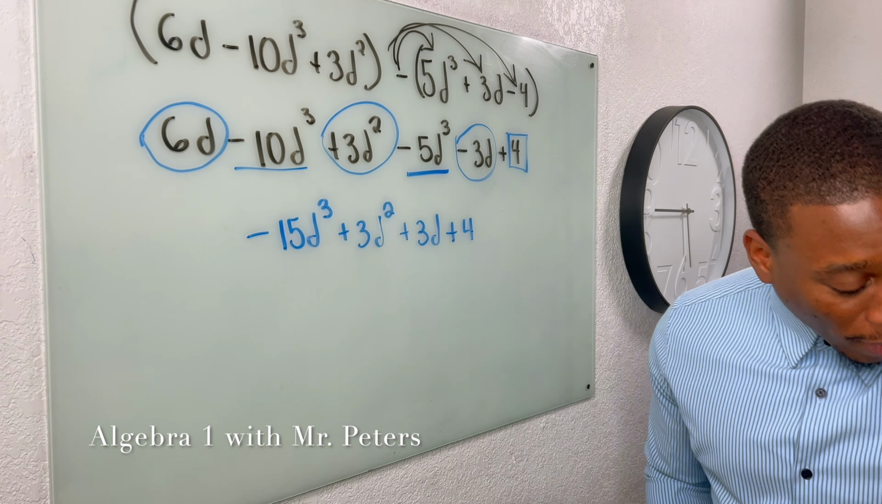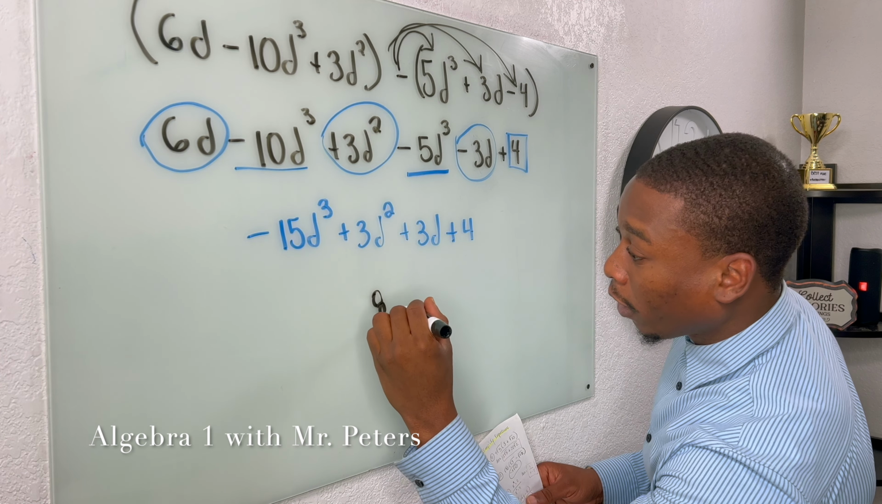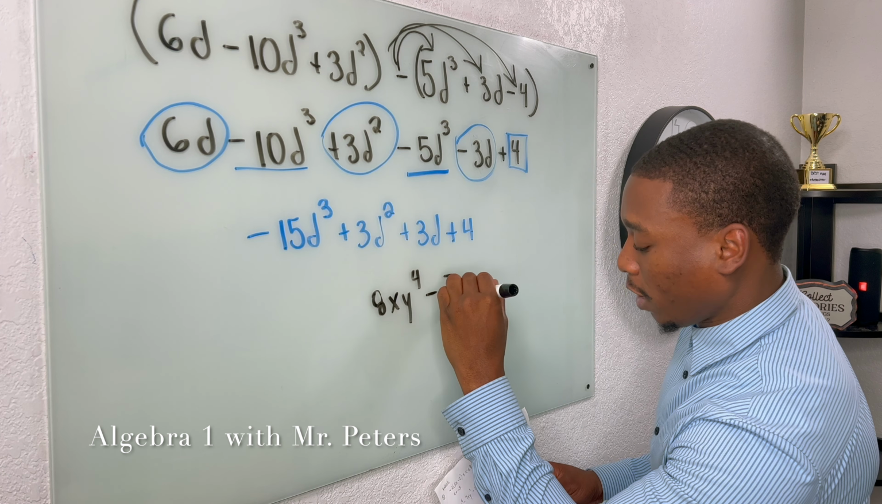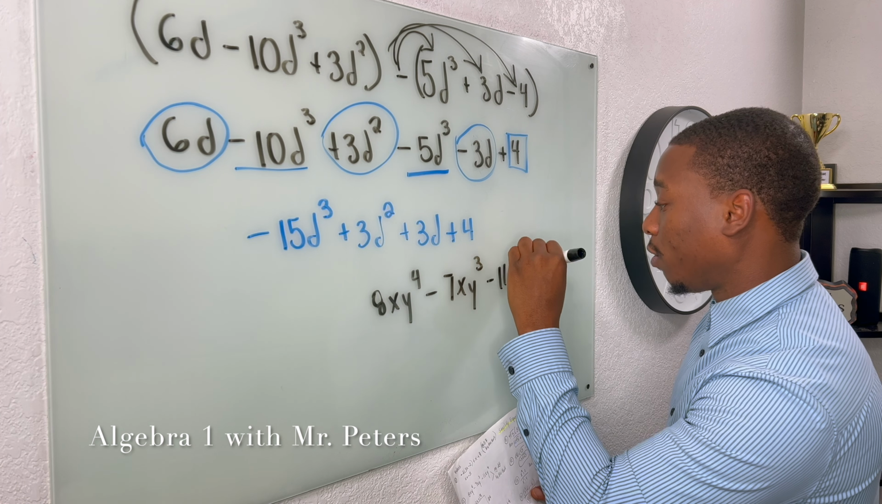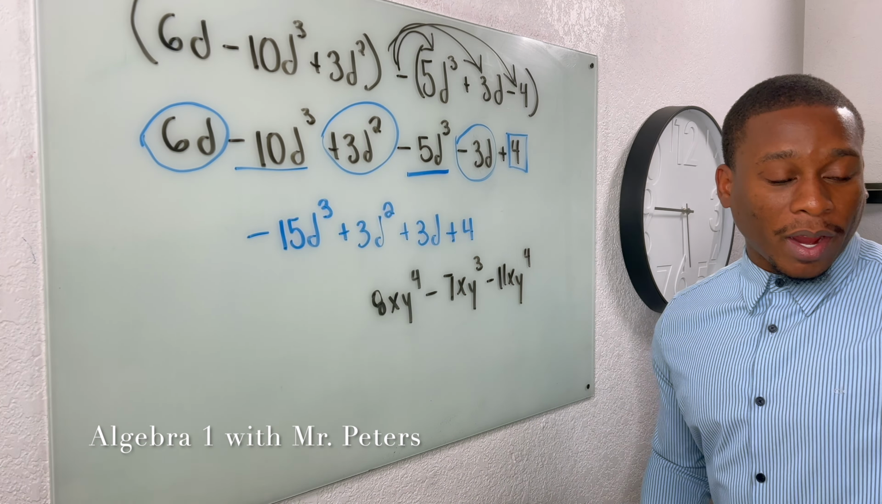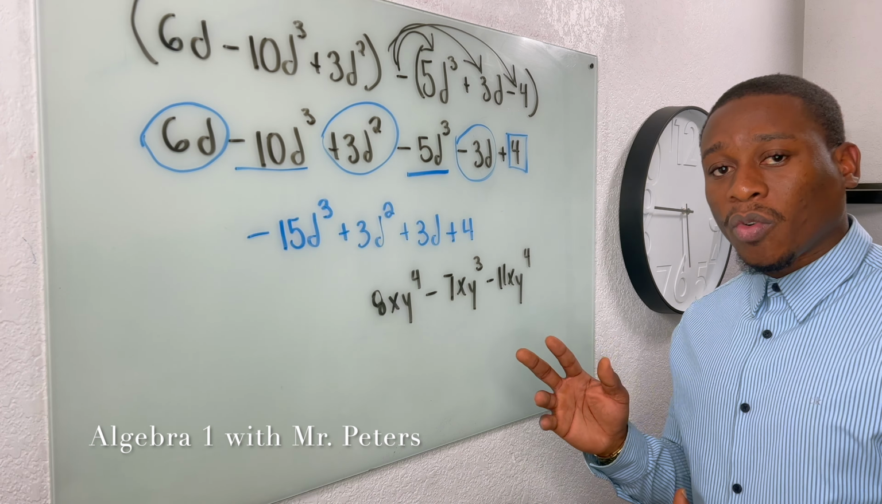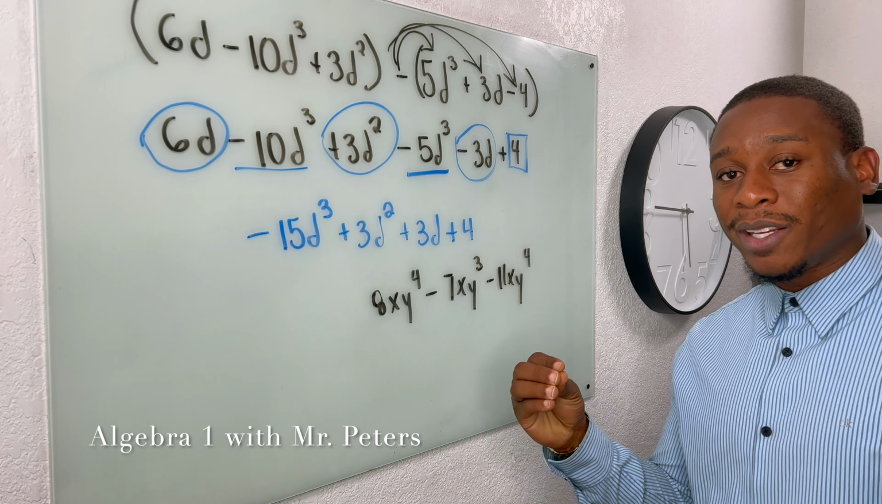And let's write this problem out real quick. So in the next example, we have 8xy to the fourth minus 7xy to the third minus 11xy to the fourth. So when we look at this, everyone says, hey, Mr. Peters, those are all like terms. And don't get me wrong, guys, there are like terms there, but all three terms are not like terms.